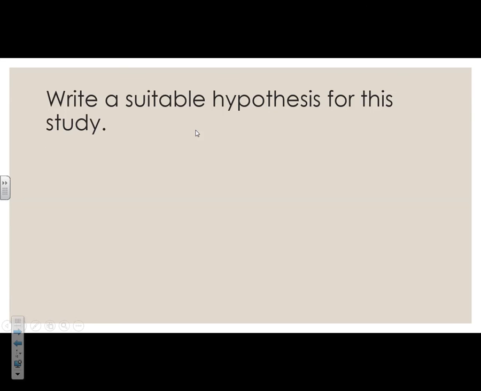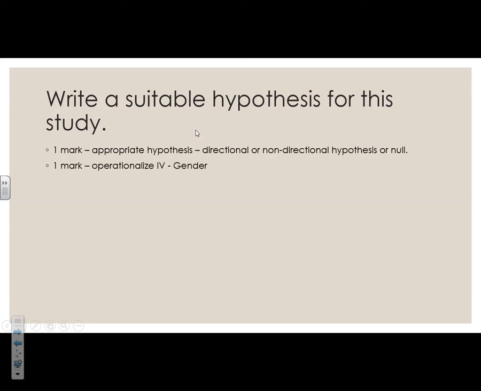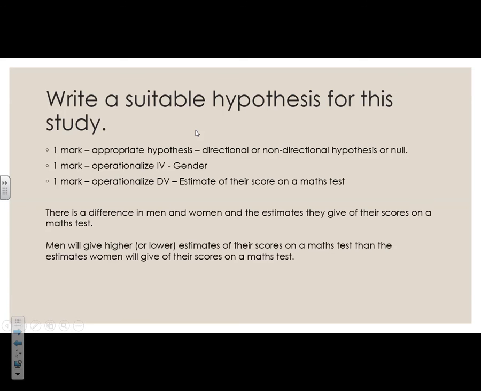If you haven't done one of those, note that you haven't done it and give yourself 2 or whatever. Write a suitable hypothesis for this study, so it's the next question. 1 mark for an appropriate hypothesis. It can be directional, non-directional, or null. 1 mark to operationalise gender, so male and female, and 1 mark to operationalise the DV, the estimation of their score on a maths test. So that's a number, the estimation of their score. So either there is a difference, you get a mark for that because that's non-directional, in men and women, you've mentioned both conditions, so that's another mark, and the estimates they gave their score on a maths test. So that's the 3rd one, because an estimate can be given in a number.